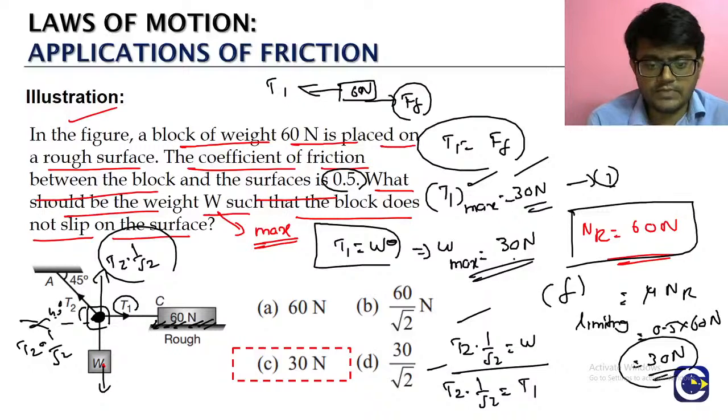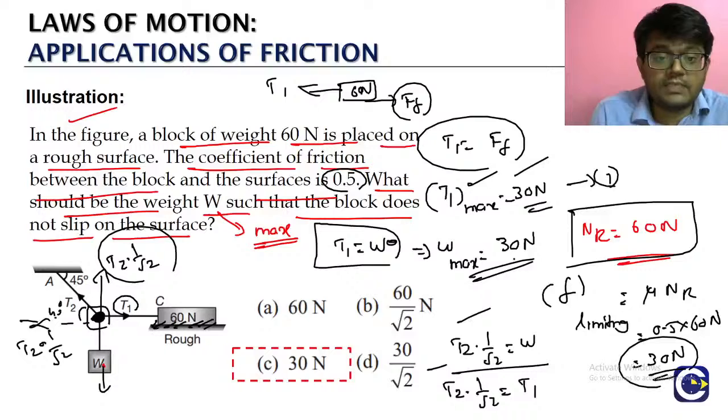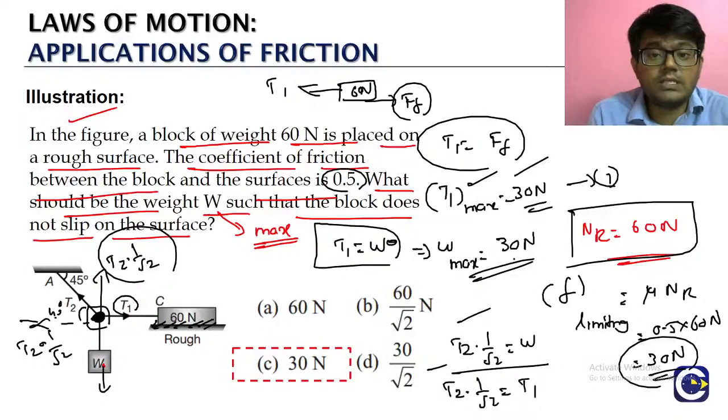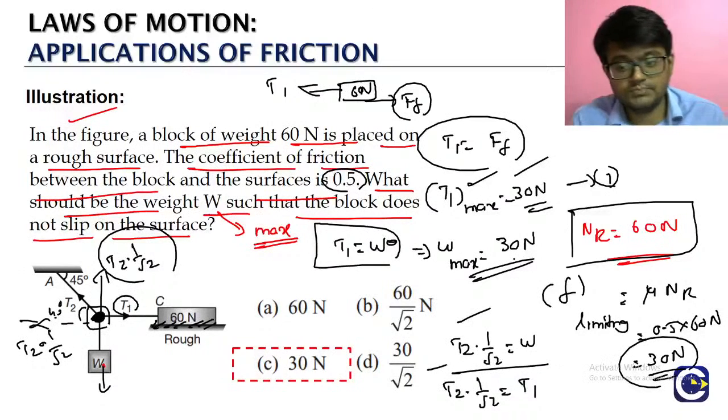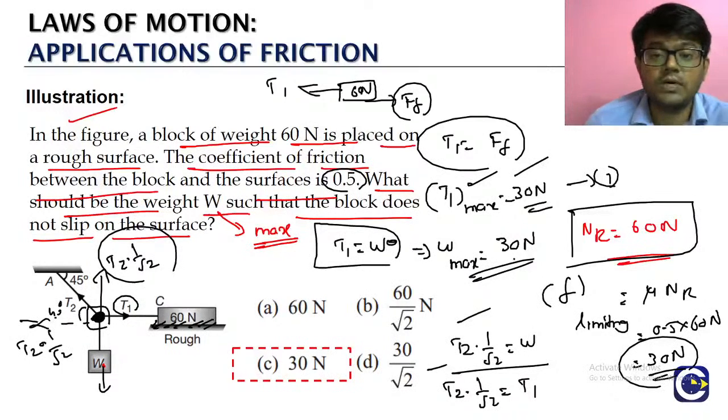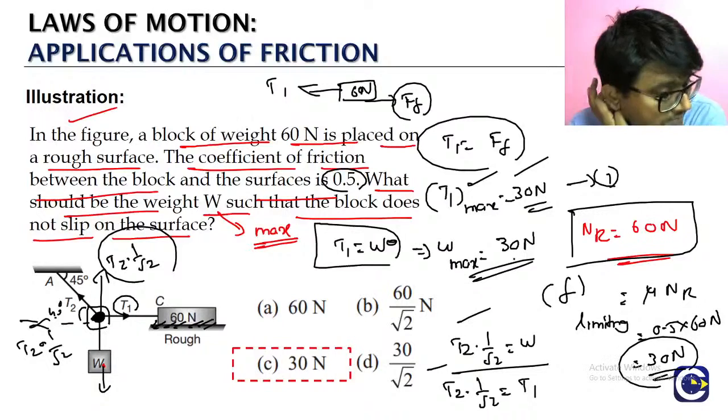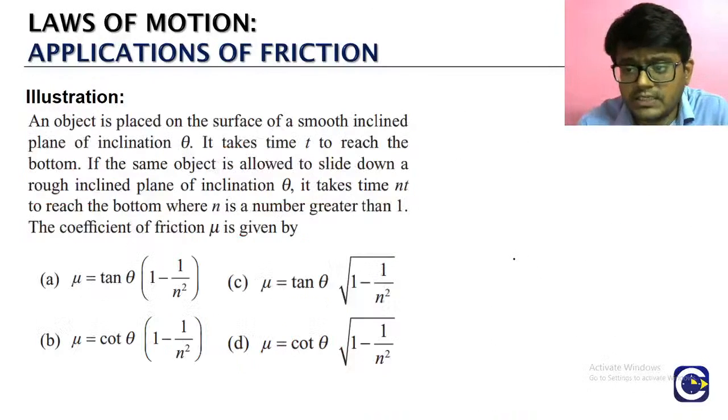From the equilibrium of the 60 Newton block, we are able to get the relation between the T1 value and the limiting friction. That gives us the maximum allowed value for T1 so that the 60 Newton block will be static. And then from the junction, we get the relation between T1 and W. And that's how we find the maximum allowed value for W. Okay. So this is how we'll have to approach this question.